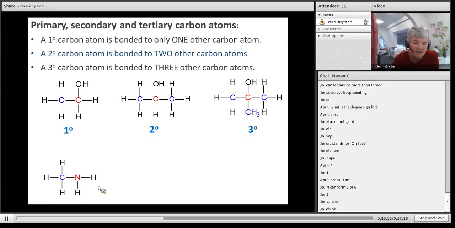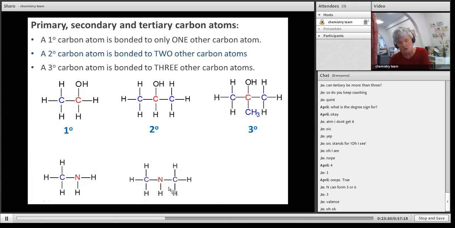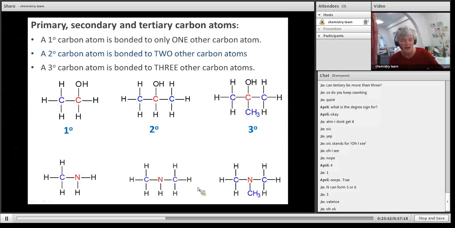So because of that, if a nitrogen is bonded to 1 carbon, it's primary. If it's bonded to 2, it's secondary, and if it's bonded to 3, it's tertiary. So that is primary. This one over here that I've just put up is secondary, and that is tertiary. So the reason why it's got a different counting system is because OH can only form 1 other bond. Chlorine, iodine, bromine, fluorine, they can only form 1 other bond. So we have to have a different naming system.